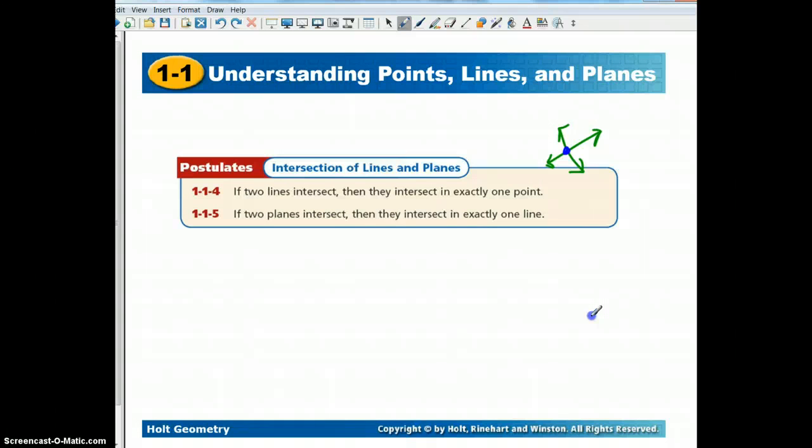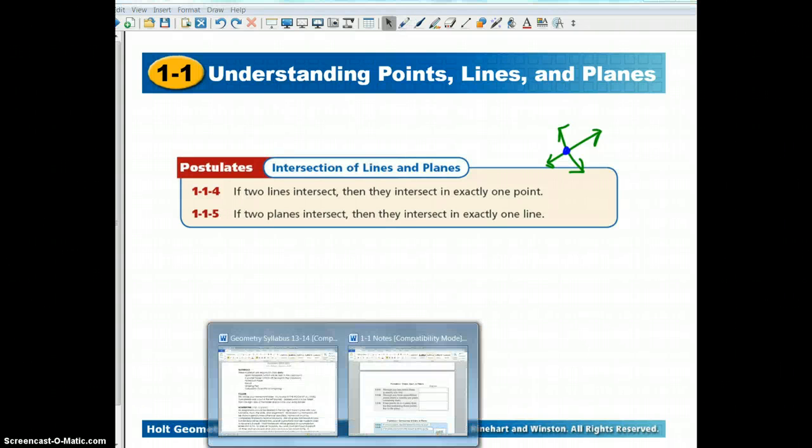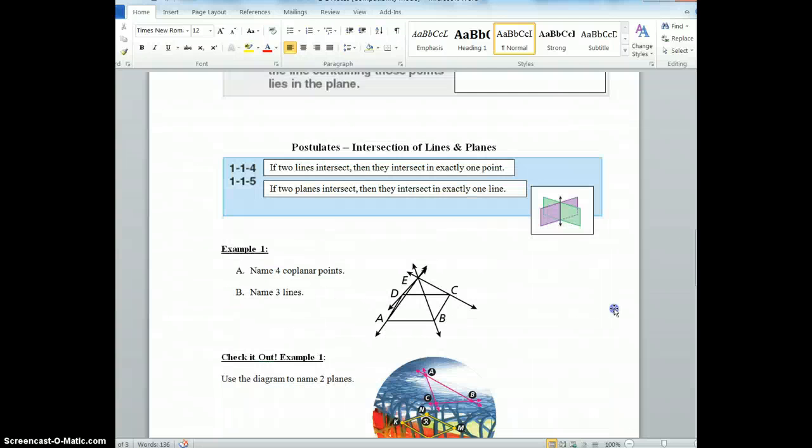Let me pull up your note page here. On mine, it's a purple plane and a green plane. The dashed line that you see is actually behind. That's why part of the diagram is dashed and part of it is solid. And where these 2 planes intersect, there is exactly 1 line that is formed between them.